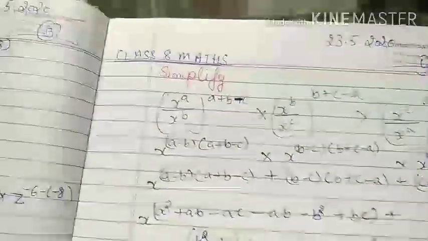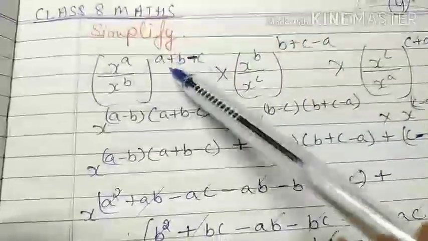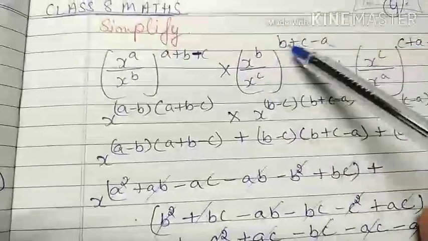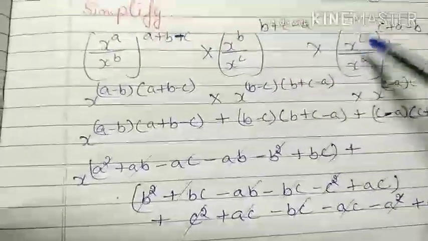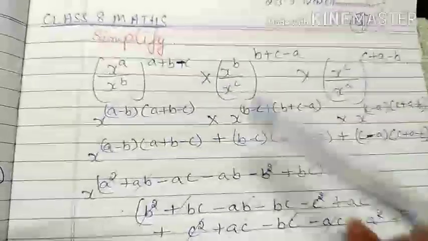Here in this case I have another question, that is your exercise question. If I have the same bases: x raised to power a, x raised to power b, all to the power a plus b minus c; x raised to power b, x raised to power c, all to the power b plus c minus a; x raised to power c, x raised to power a, all to the power c plus a minus b. So how will you solve?